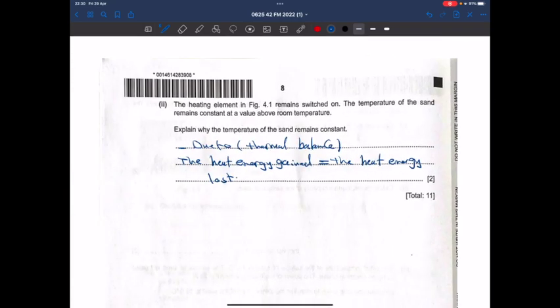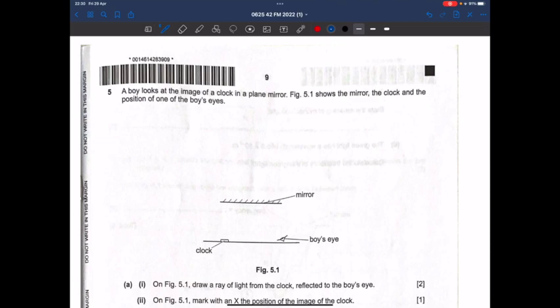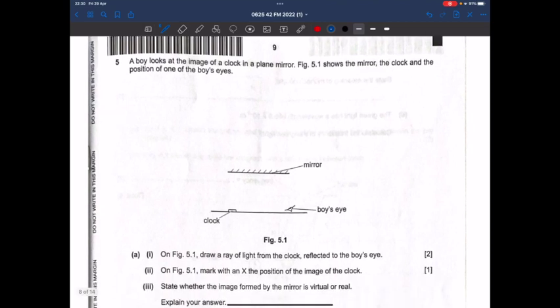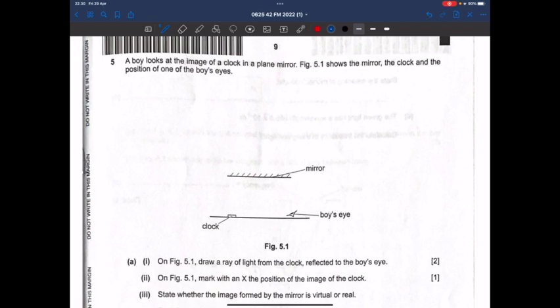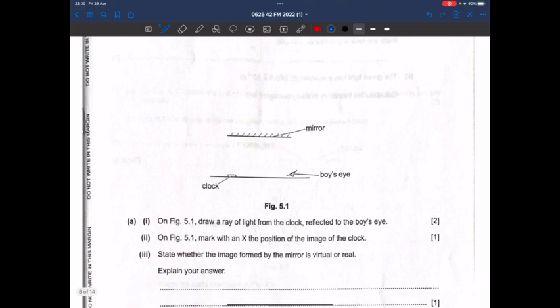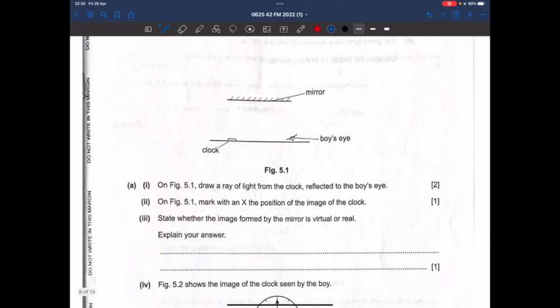In question 5, we reach waves. In question 5, a boy looks at the image of a clock in a plane mirror. Figure 5.1 shows the mirror, the clock, and the position of one of the boy's eyes. Okay, so we can see that in the figure. We have the boy's eye symbol and the mirror, then the clock.